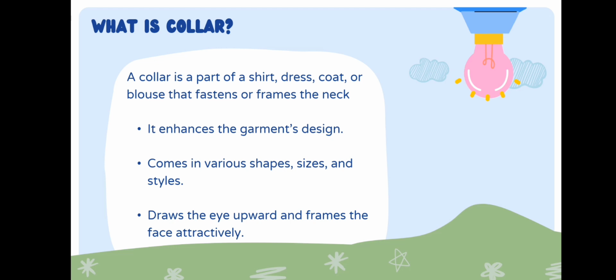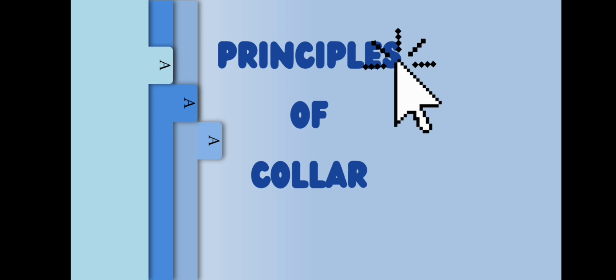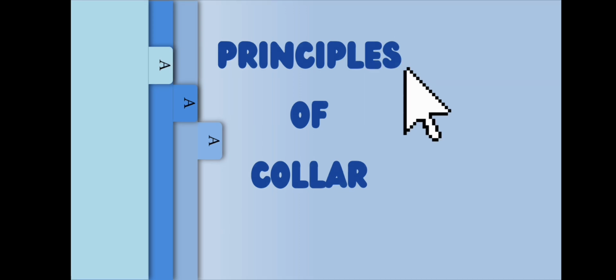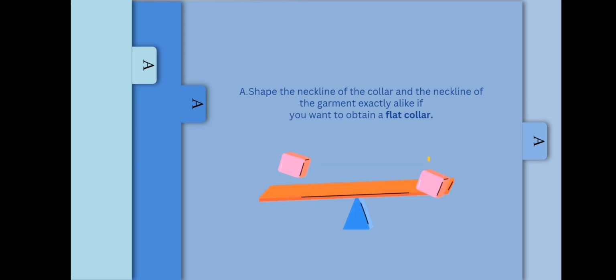In collars, we have principles. So, what are those principles? As a garment student, it is important to understand and know the principles of collars in order to come up with a well-made or correct collar that will be used in your future designs. First, if you want to obtain a flat collar, always remember that the shape of the neckline of the collar and the neckline of the garment are exactly alike.